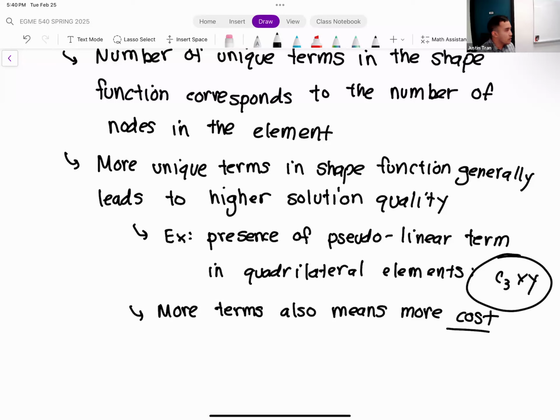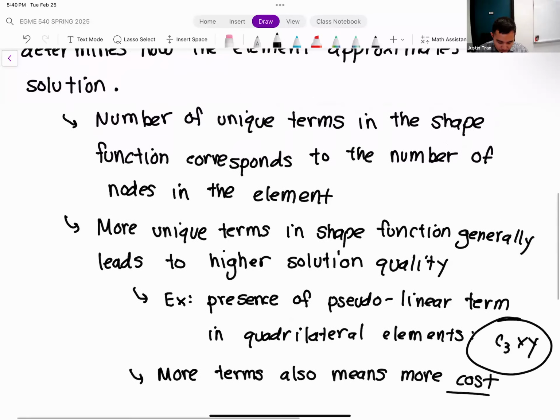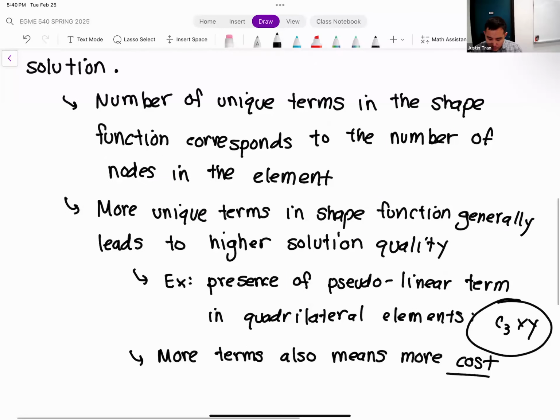Remember, when we mention cost, what I mean is computational cost: the amount of time it takes to compute the solution, the amount of computational resources, the amount of memory, the amount of RAM. More terms generally means a higher cost to the solution. Right? So we're going on this tour of all the different elements and looking at their shape functions so that you have a better idea of what they represent and what you're actually trading off when you choose a tetrahedron versus a hexahedron.